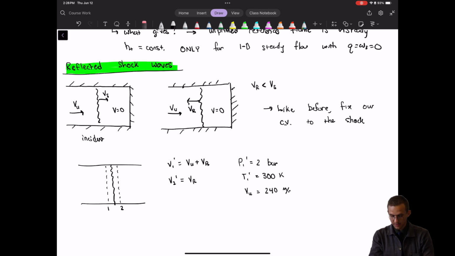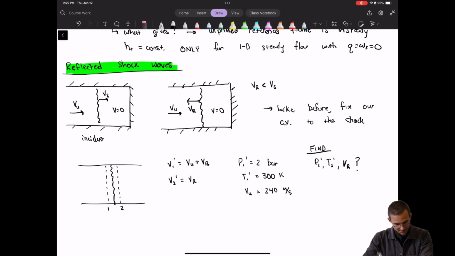So these are all the parameters after the shock has passed through the quiescent flow on the first pass before the reflection. Okay, and then the question is, what is P2 prime, T2 prime, and VR? We want to know what the velocity of the reflected shock is. Okay, so that's what we're trying to find.